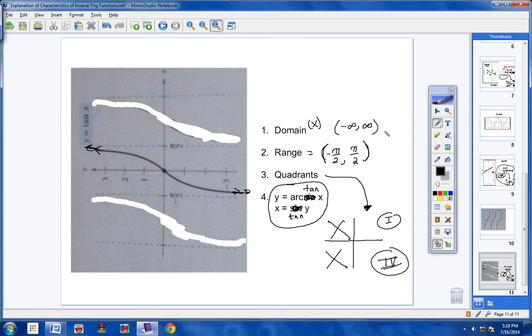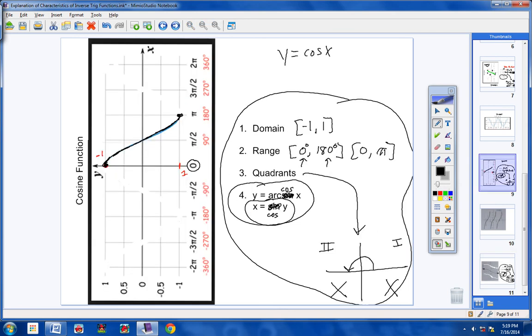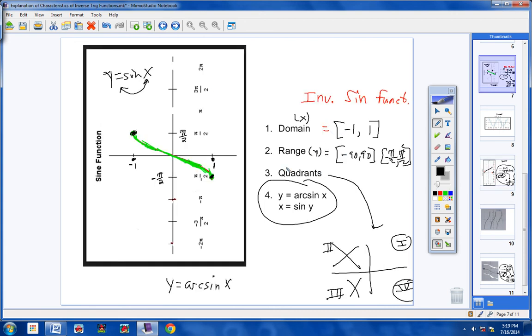Okay, so the main information you need to know are these four numbers here for inverse tangent, these four numbers here for inverse cosine, and also these four numbers here for inverse sine. The graphs are not really there for you to be tested on. I just wanted you to see where the information was coming from.